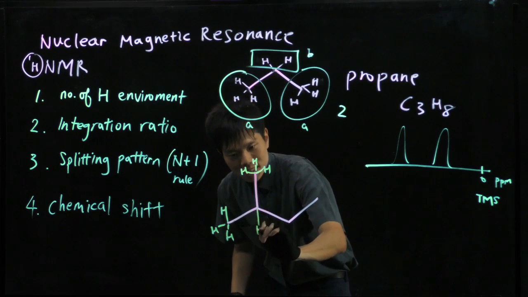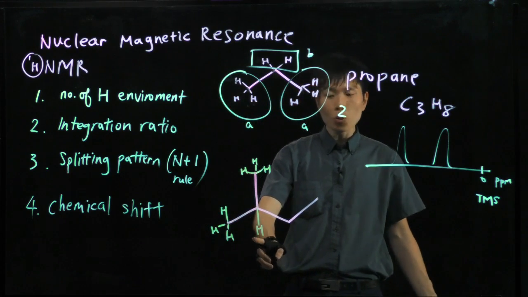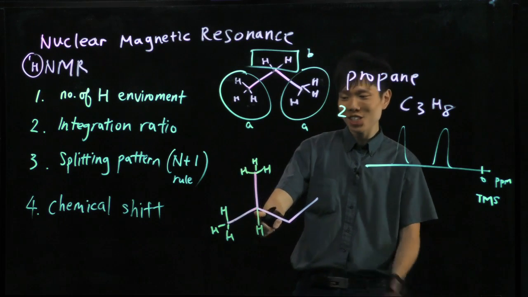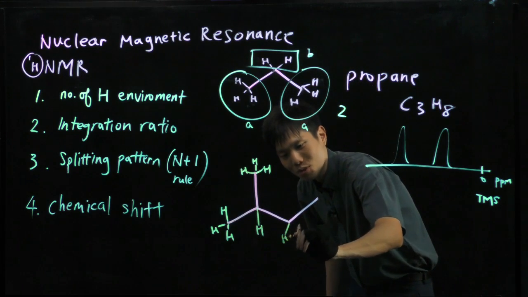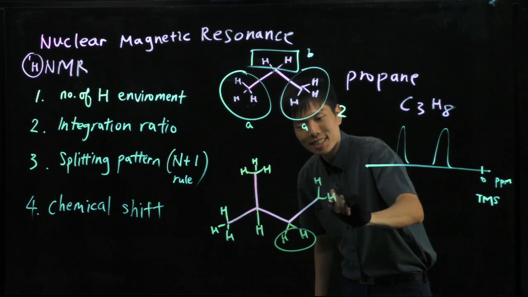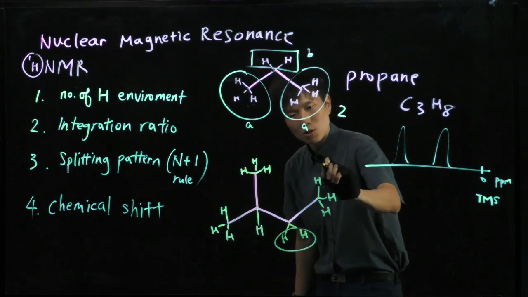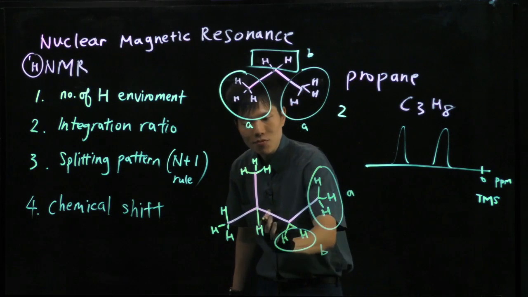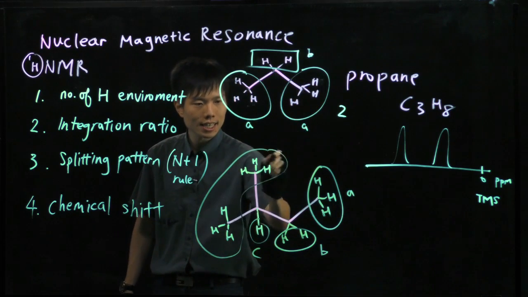The other set come from here. This solo hydrogen is very different from the rest because it is the only hydrogen that connects to a carbon with no other neighboring hydrogens. You see, it's all carbon. And the next set of environment will be from here, this set. And lastly, this terminal methyl group here, that set. So, environment A, environment B, environment C, and environment D.